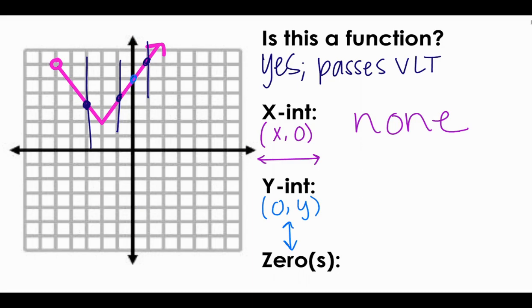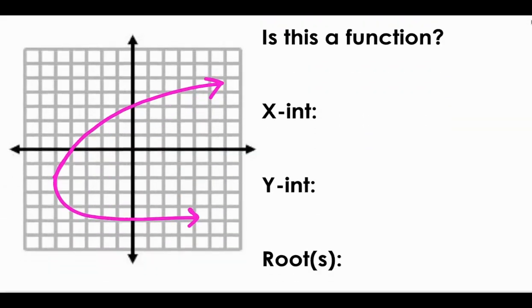And if you see, I have a point right here, and that's going to be at 0, 5. And remember, zeros means the same thing as root, x-intercept, and solution. So these two better match. If I do not have an x-intercept, I do not have a 0. Do not make one up. Okay? Let's look at another one.